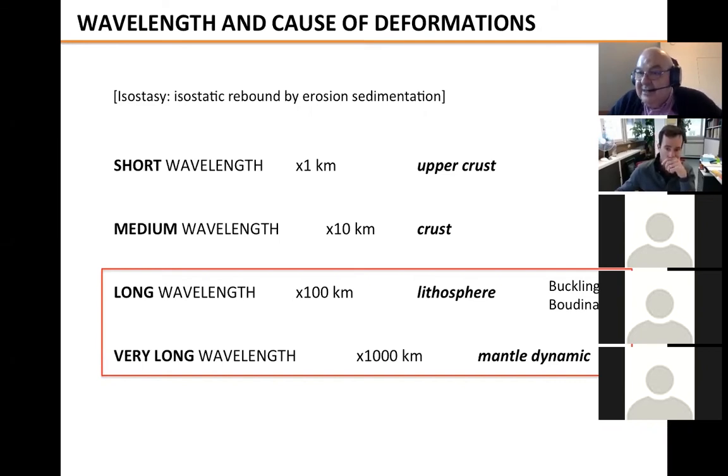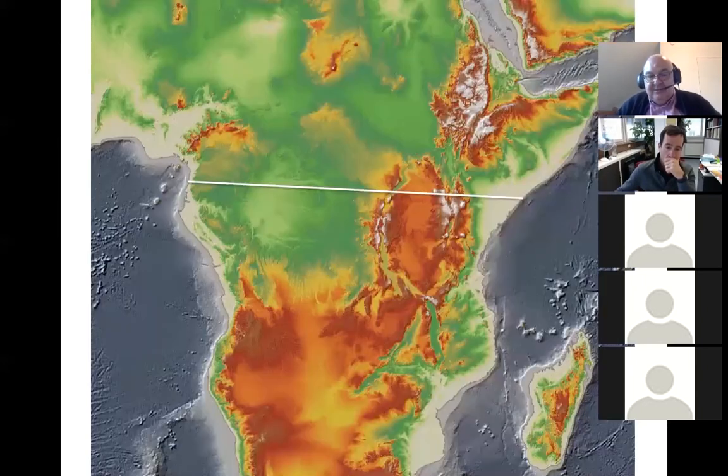So it means that this is a very powerful tool. We can discuss if it is possible to get mantle dynamic processes with a wavelength of a few hundreds of kilometers. That's possible, okay, based on the different types of models on mantle dynamics, okay.